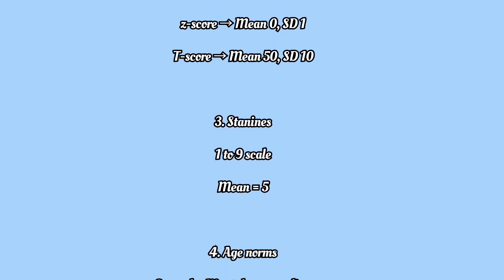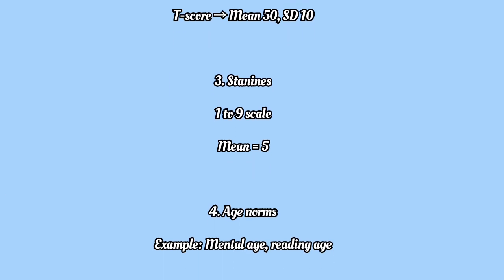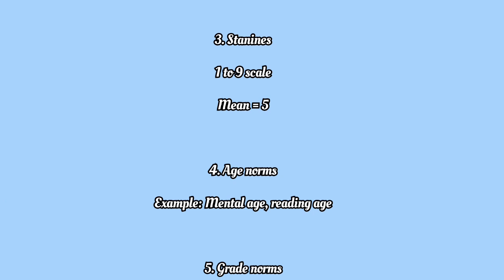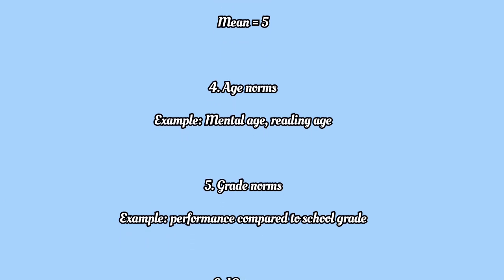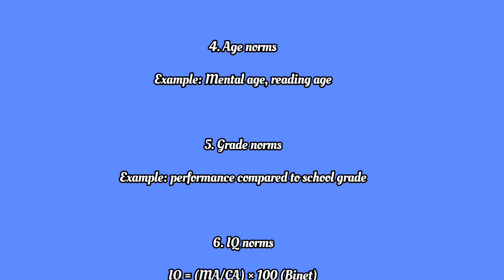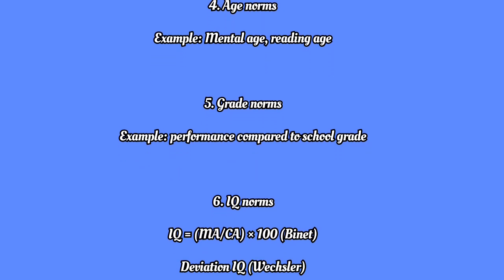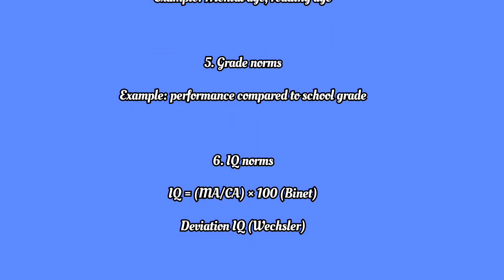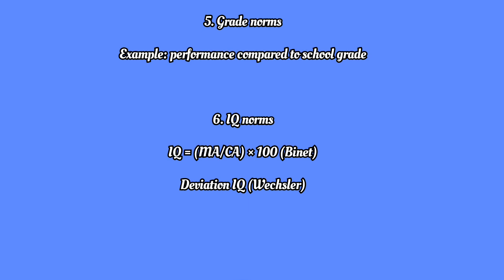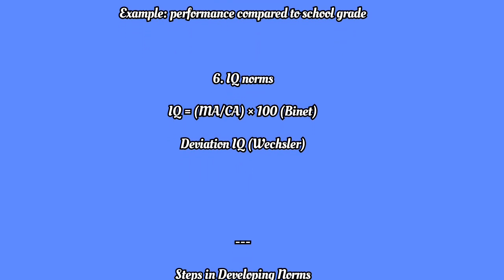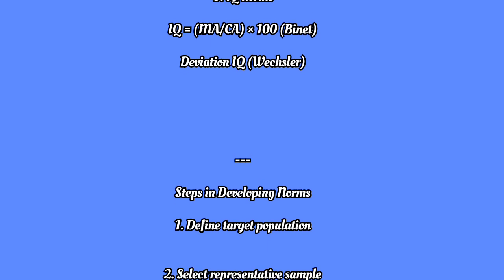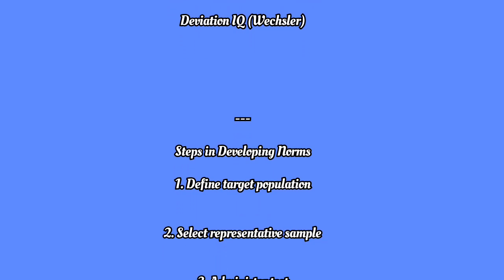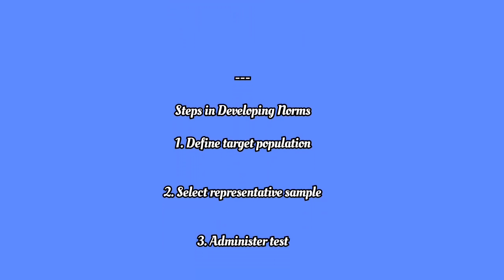Age norms, for example mental age, reading age. Fifth, grade norms, for example performance compared to school grade. Sixth, IQ norms. IQ equals MA divided by CA times 100, like Binet. Deviation IQ, Wechsler. Steps in developing norms. First, define target population. Select representative sample. Administer test. Calculate raw score distribution.